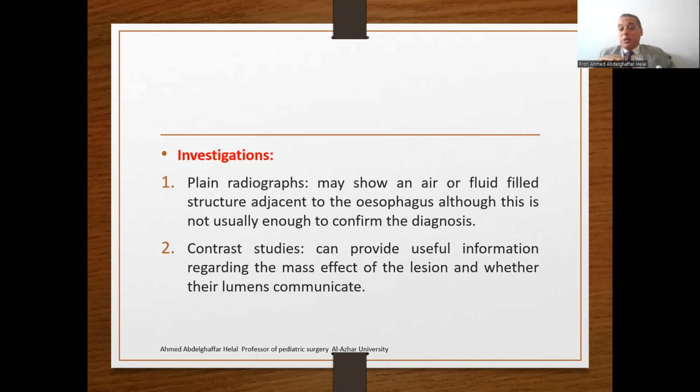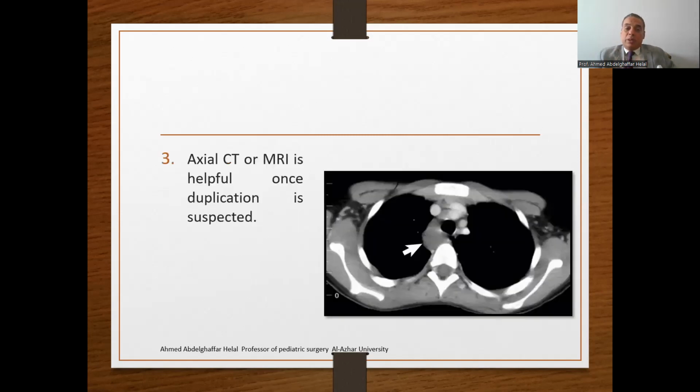Investigation: the plain radiograph may show an air or fluid filled structure in relation to the esophagus, although this is not usually enough to confirm the diagnosis. Contrast studies can provide useful information regarding the size of the lesion and whether the lumen communicates or not. Axial CT or MRI is helpful once a duplication is suspected. As we see, this arrow demonstrates the presence of an esophageal duplication cyst.